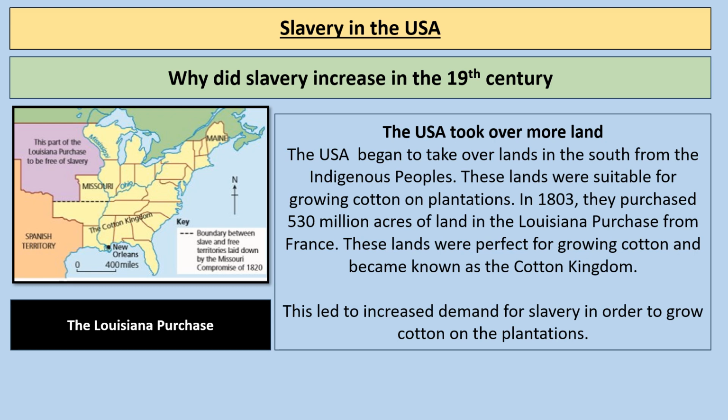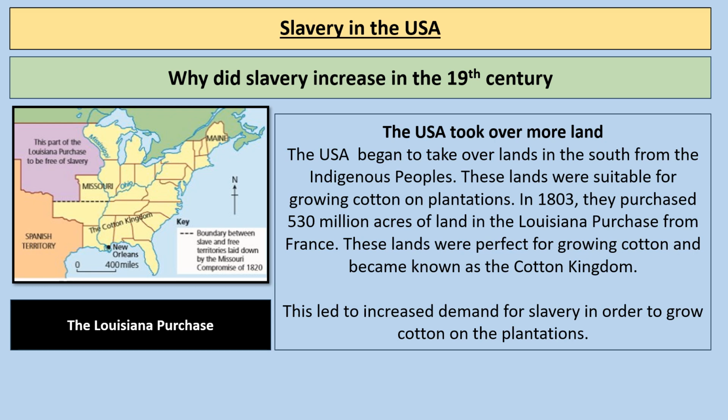Now, we found out before that when the United States of America came into existence, it only included the 13 colonies. But during the early 19th century and the late 18th century, the USA began to take over more land. Firstly, they began to take over lands in the south and also the northwest from the indigenous peoples, who were the native people to the United States of America, sometimes known as the Native Americans. Particularly this land in the south was suitable for growing cotton on new plantations, big farms that were created in the south.